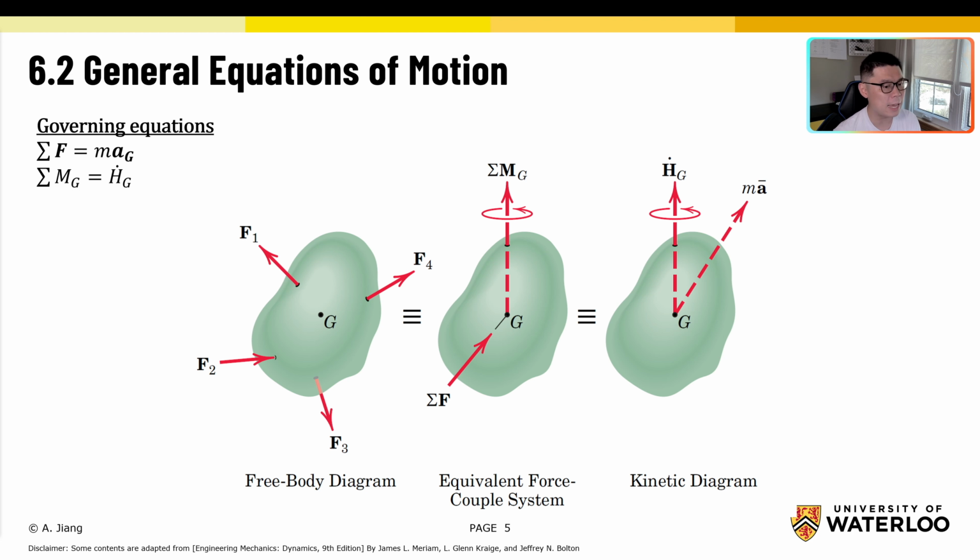If you look at it again, this is essentially the right-hand side of the governing equations. On the left-hand side is sum of F and sum of M_G, which gives you a free body diagram or the equivalent force couple system. And on the right is m a_G and H_G dot, the time rate of change of angular momentum. Left-hand side is force, right-hand side is kinetics.